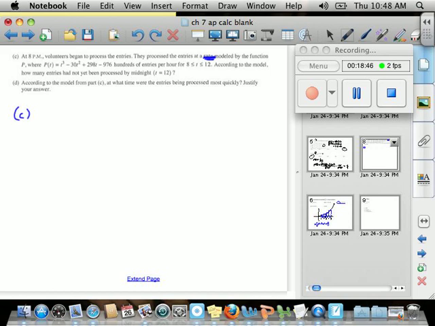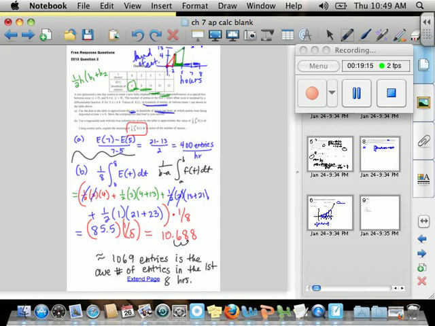So you need to find how many they processed from 8 to midnight, and you're going to integrate. I believe this would probably be a calculator one. Okay, and then what are you subtracting it from? We already found this number right here, 85.5.